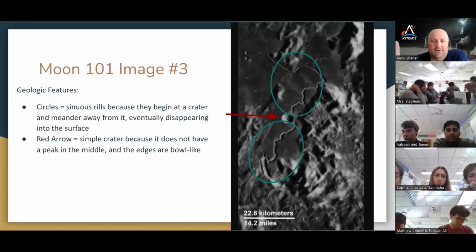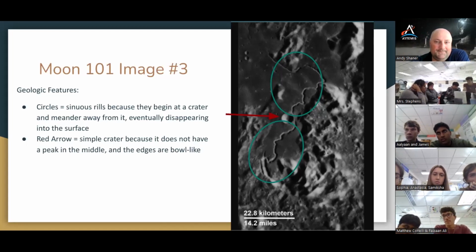But considering the mare, the dark lava plain there, the highlands, the mountainous areas, the rill, and the simple crater, can you tell me how would you order those in terms of oldest? So oldest to youngest, which feature of those four is the oldest down to the youngest? Can you rank those for me real quick? Anybody?